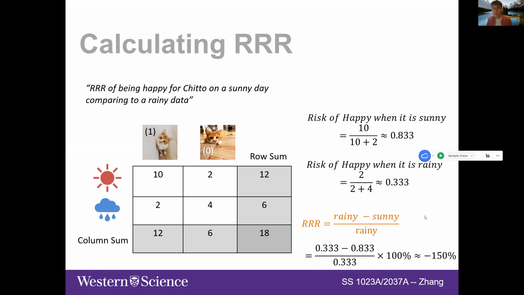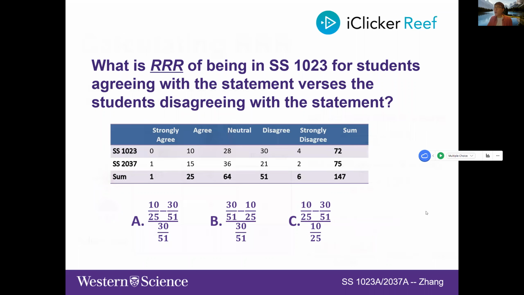Okay, if there's no other question, let's try an exercise. What about the relative risk reduction of being in the SS 1023 for the students agreeing with the statement versus the students disagreeing with the statement? Again, try to look at what our comparison is and first determine what our baseline group is. I'll give you more time to think about this.